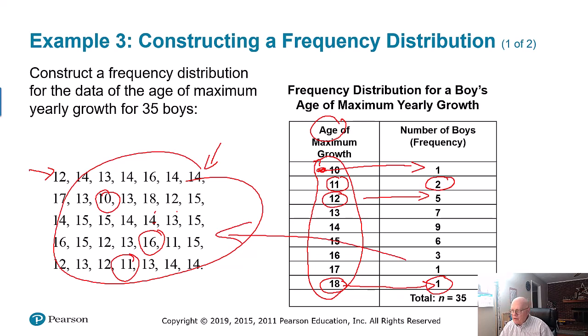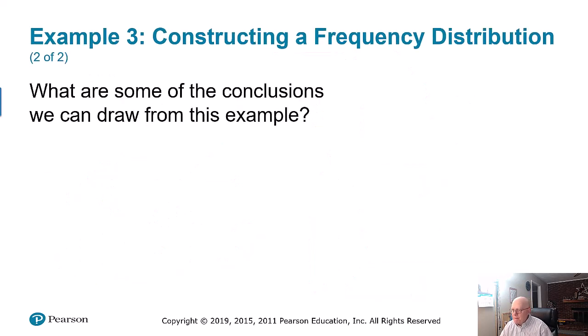So there is our frequency distribution. Here are the numbers that we're interested in, and this is how many are in each of those categories. That is a frequency distribution. These are the frequencies right here, and we've got a distribution of ages of maximum growth.